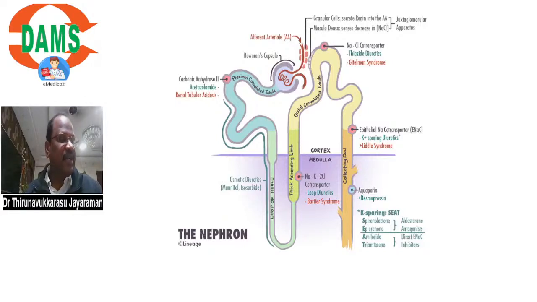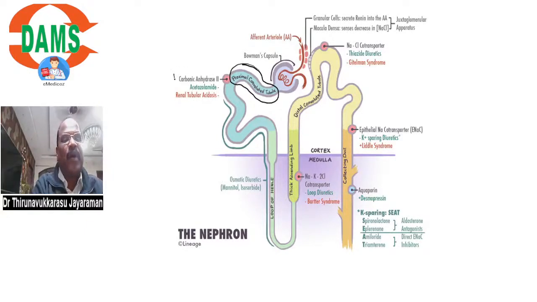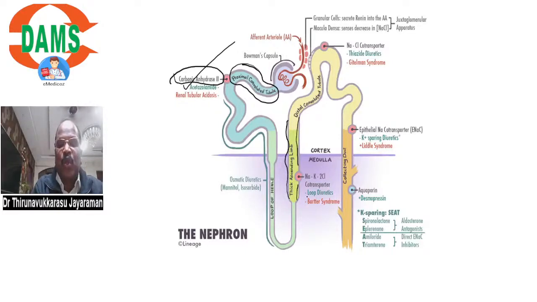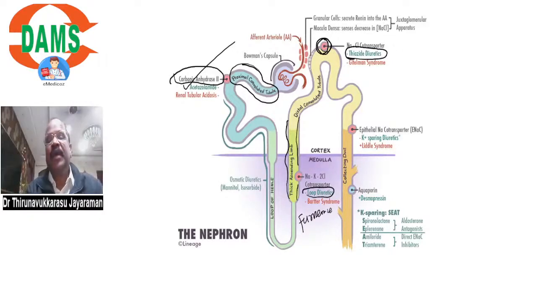Look at this. If we study the nephron picture, in the PCT, some drugs are acting. They're called carbonic anhydrase enzyme inhibitors, like acetazolamide. Then in the loop of Henle, for example, in the thick ascending limb, some drugs act, called loop diuretics, like furosemide or torsemide. Some diuretics acting on the distal convoluted tubule are called thiazide diuretics, inhibiting sodium chloride import.